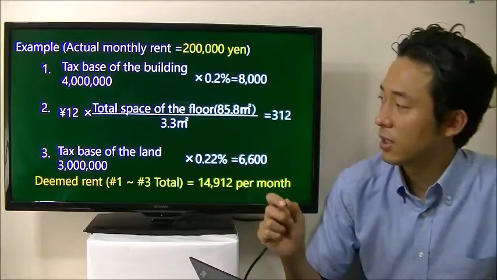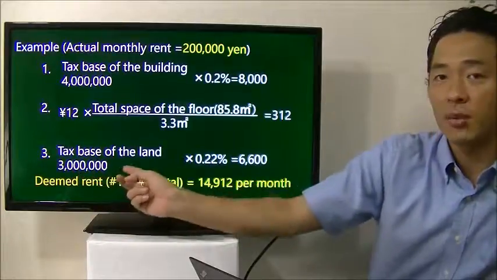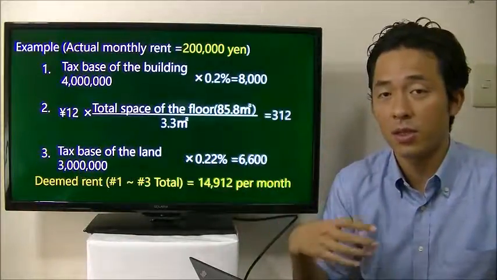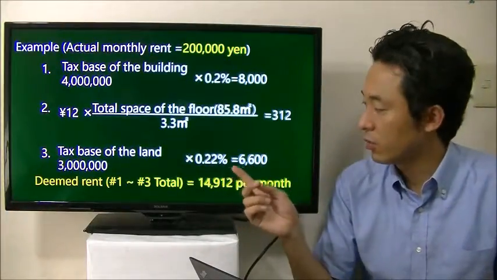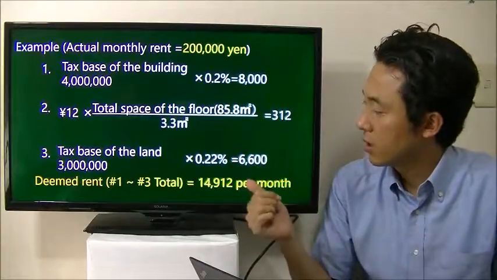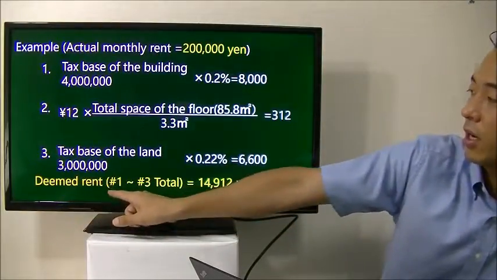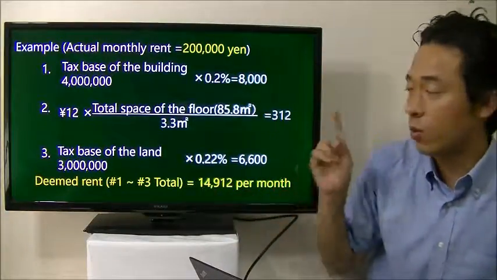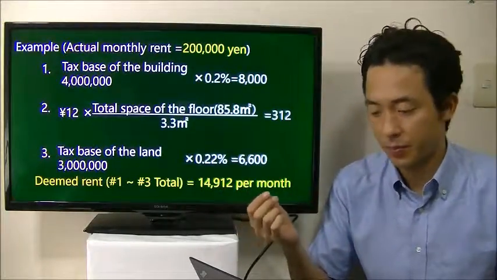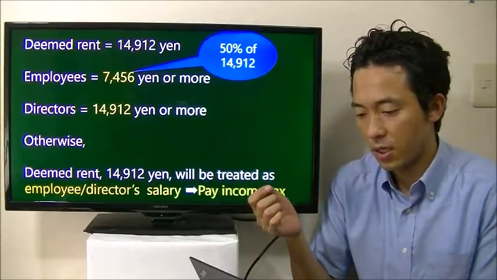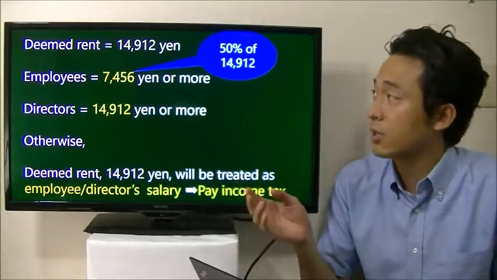It's a very small amount. And the tax base of the land is 3 million Japanese yen. Again, it's different from the acquisition cost of the land. Multiplied by 0.22%, which is 6,600. So the deemed rent amount is the total of items 1 to 3, so it's around 14,000 per month. So now we have calculated the deemed rent. It's almost 15,000 Japanese yen.